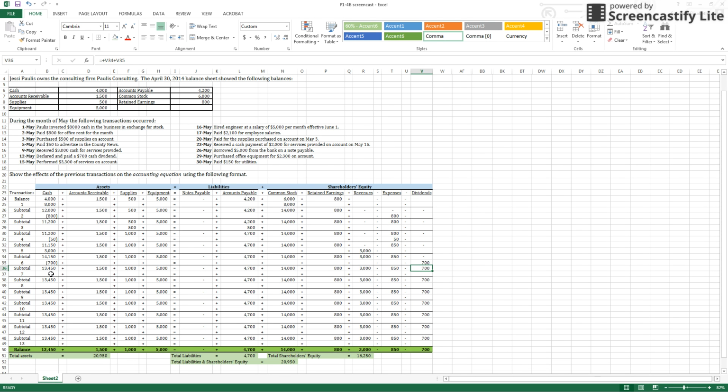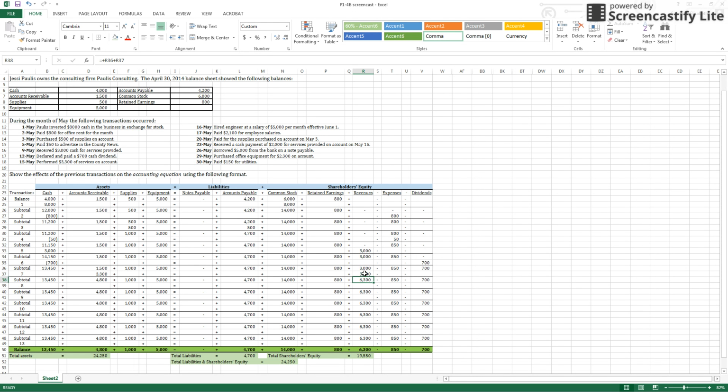On the 15th, performed $3,300 of services on account. That means we performed our services, but we didn't get any money for it. So somebody owes us money. And when somebody owes us money, that's an accounts receivable. So again, that is a revenue. We performed our service, and so we get the revenue of $3,300.